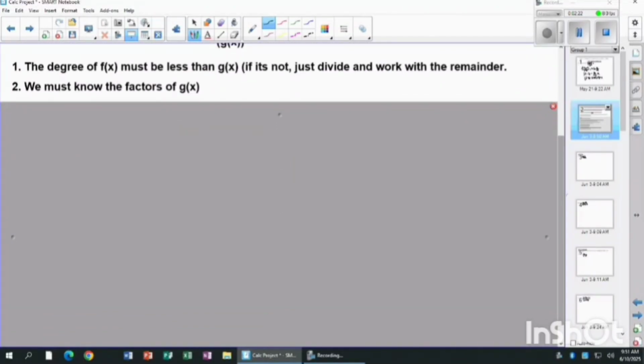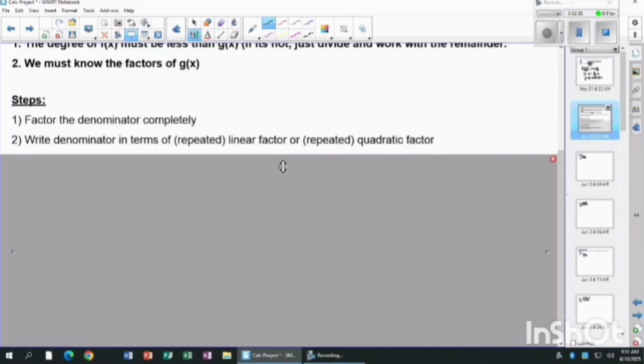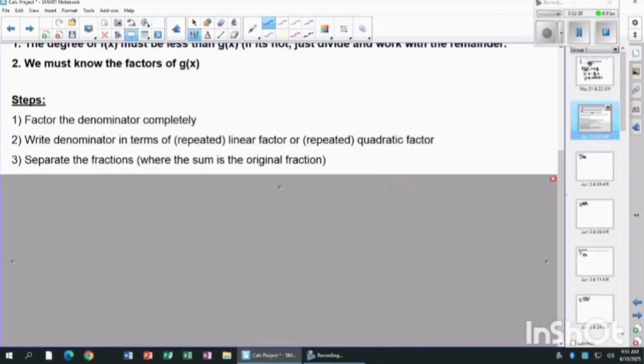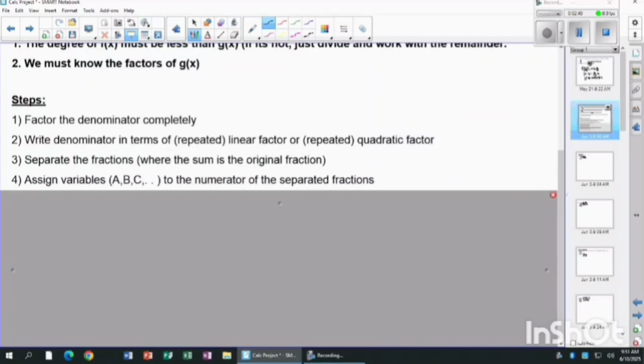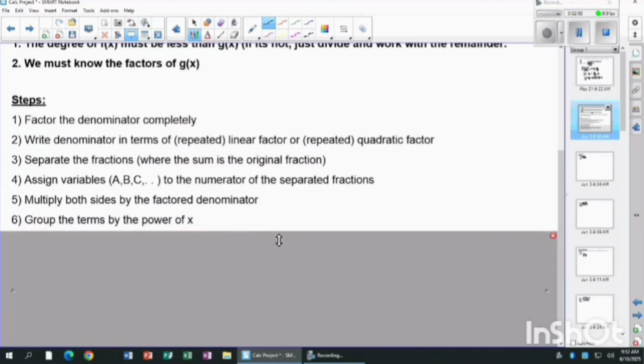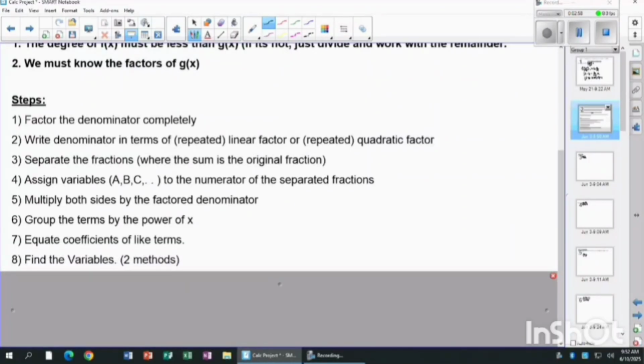So the general steps are, the first one is to factor the denominator completely. Write the denominator in terms of linear factors or quadratic factors, which can also be repeated. Separate the fractions where the sum is the original fraction. Assign variables like A, B, or C to the numerator of the separated fractions. Multiply both sides by the factored denominator to get rid of the fractions. Group the terms by the power of x. Equate the coefficients of like terms on both sides of the equation. And then find the variables.